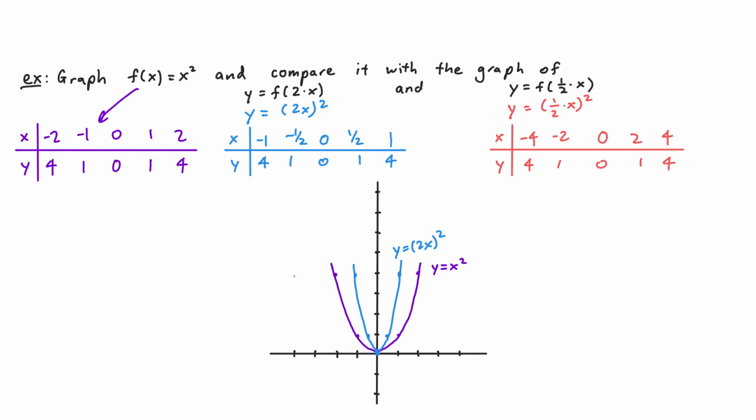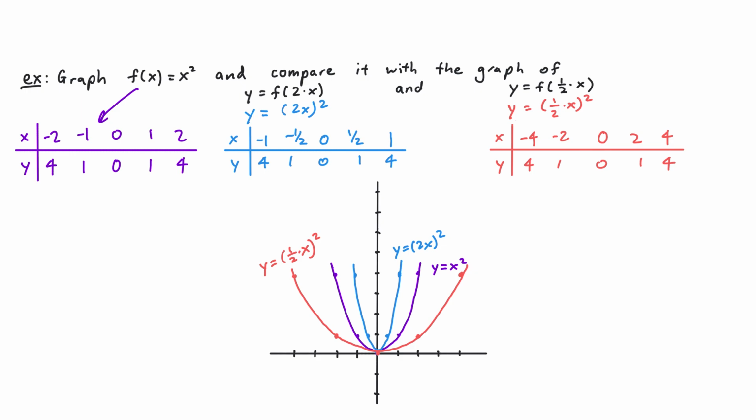We have the points -4, 4; -2, 1; 0, 0; 2, 1; and 4, 4. Connecting our points here, we get the following graph. So this is the graph of the equation y equals, in parentheses, 1/2 times x squared. When we compare our original purple graph with this red transformed graph, we say that it is horizontally scaled by a factor of 2. Or we say that our graph is horizontally stretched by a factor of 2.